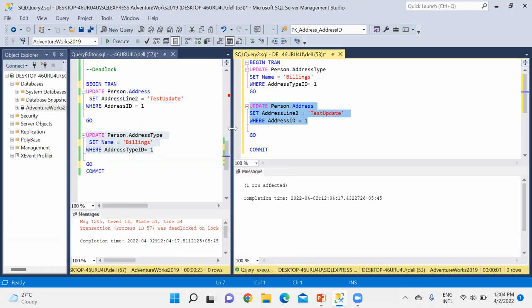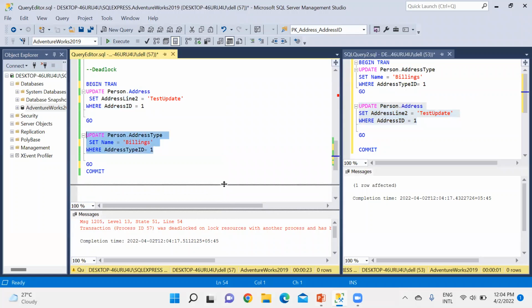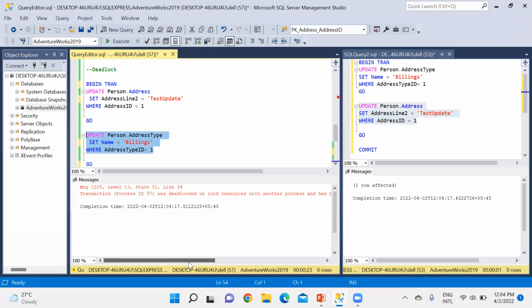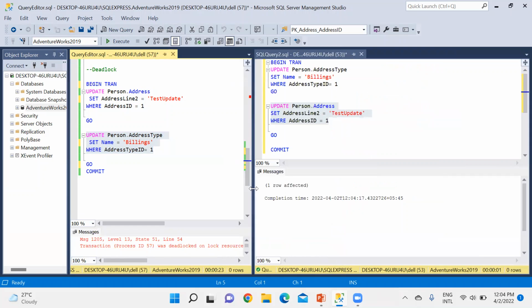So now we are in a deadlock situation. Okay. So what SQL Server does is, you see that message: deadlocked on another process. It actually rolls back one of the transactions when the deadlock has happened.